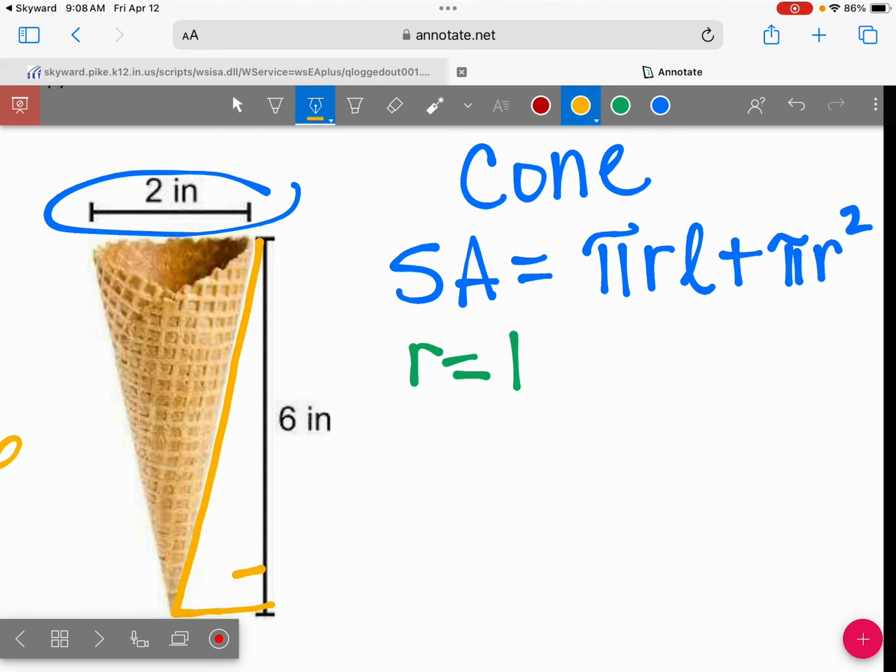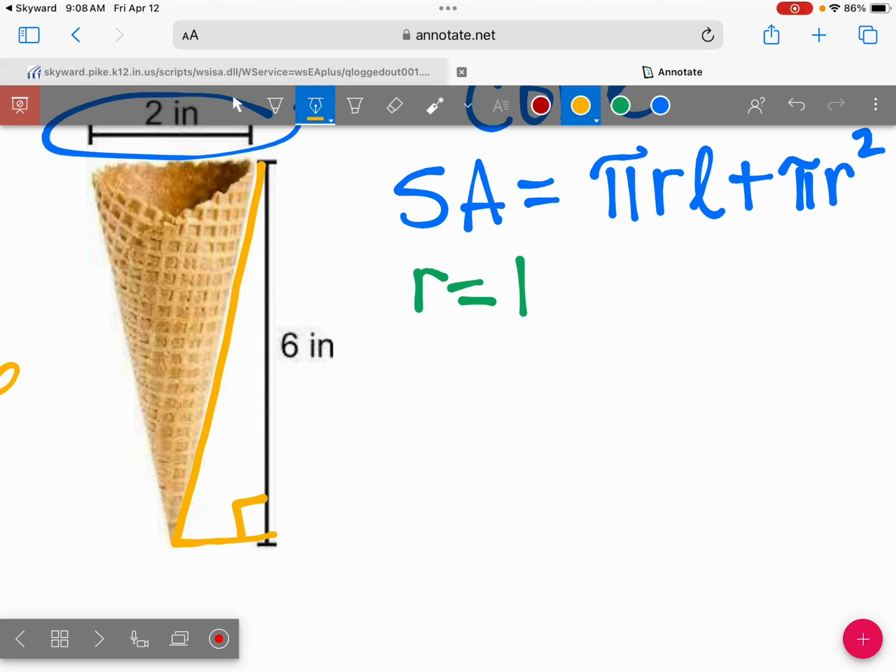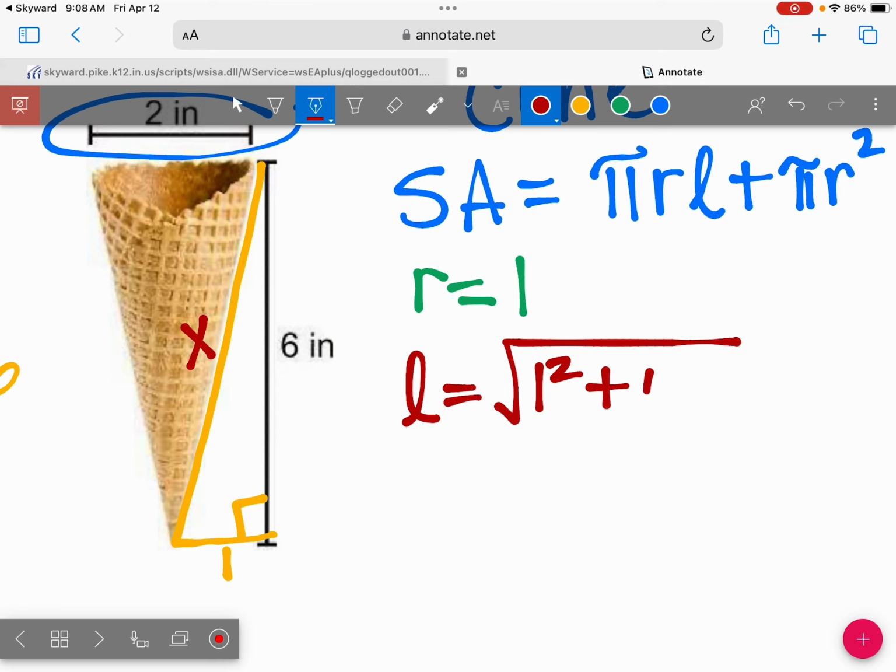Go ahead and draw a triangle right here. We need to know this. Okay, so we know that down here, this is a 1. I have to figure out what L is. I'm gonna call this X. So to find L, we have to use the Pythagorean theorem. L is going to equal the square root of 1 squared plus 6 squared.